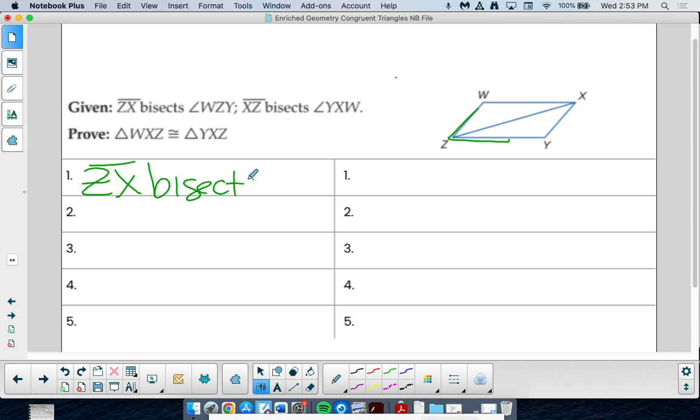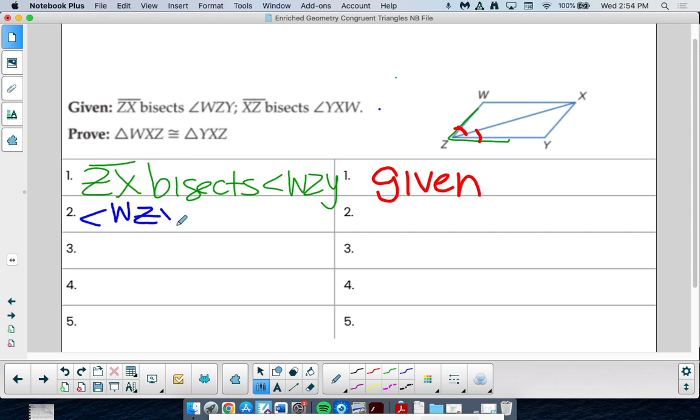Bisects angle WZY. Because I know that, what two things are now equal? Well, now I know that this angle here and this angle here are congruent. That's our given. Now we've got to use three letters when we label that, because we have two angles coming from there. The first one would be angle WZX is congruent to angle YZX. What's our reason? Definition of an angle bisector.